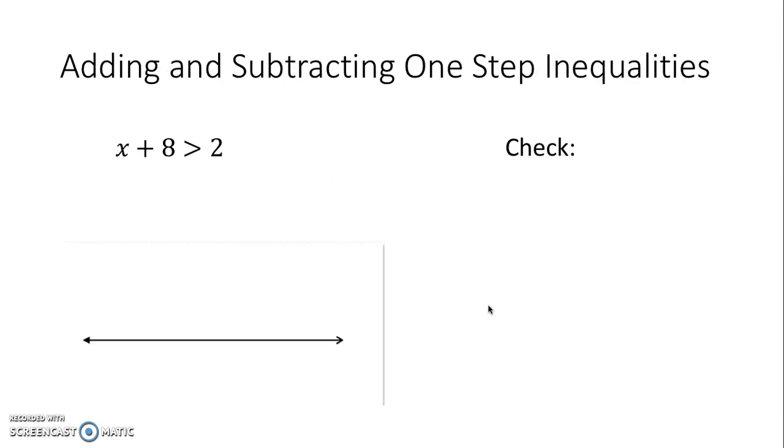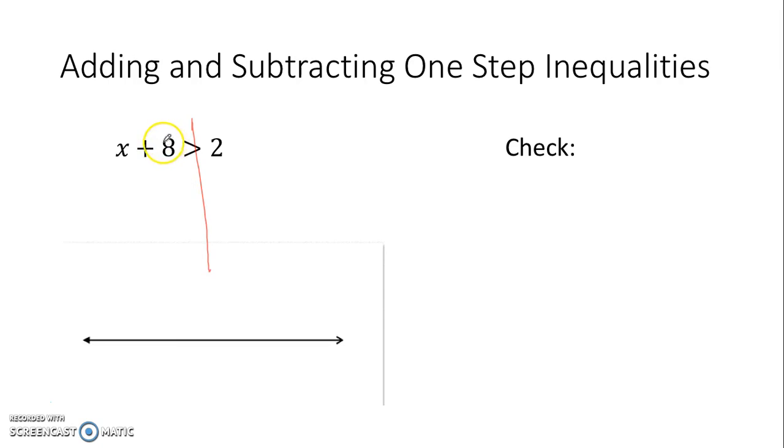So let's take a look at an example so we can look at all of those steps that we just talked about, including the graphing. So we have x plus 8 is greater than 2. I'm going to get my pen working. Okay, x plus 8 is greater than 2. So, draw the line, step 1.